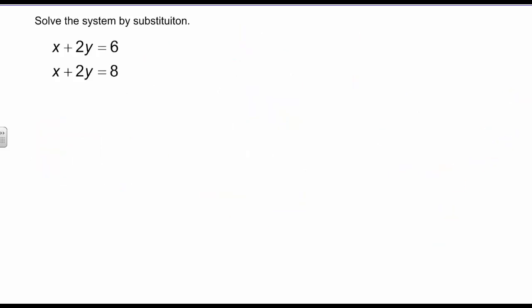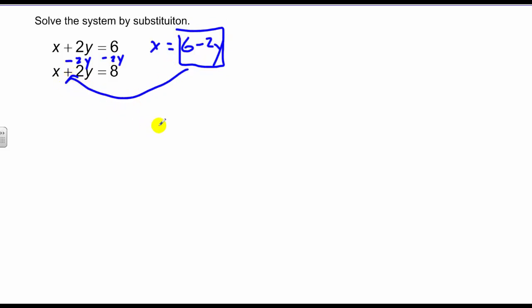So here we go again. We'll notice, hey, we've got an x by itself. Let's just isolate that by subtracting 2y to both sides. I get x equals 6 minus 2y. Make that substitution in the other equation for x. I therefore have 6 minus 2y plus 2y is equal to 8.